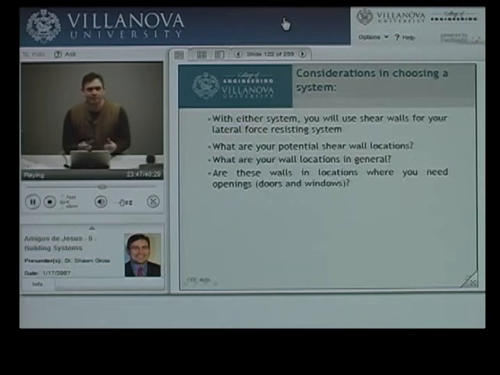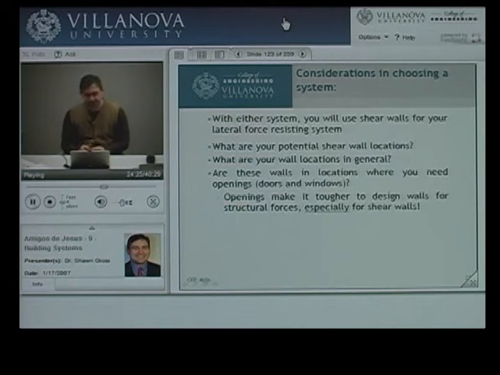If we have nothing but windows around the entire perimeter of the structure, it's hard to come up with a relatively solid wall to resist those lateral forces. So you're going to need to look first at where shear walls can be put in your particular structure. We're going to talk about designing masonry shear walls throughout the rest of the semester, and you need to make sure you've got adequate space to handle the loads that you come up with from your lateral force calculations and potentially your gravity calculations. Bottom line is, openings make it tougher to design walls in general, but specifically shear walls.